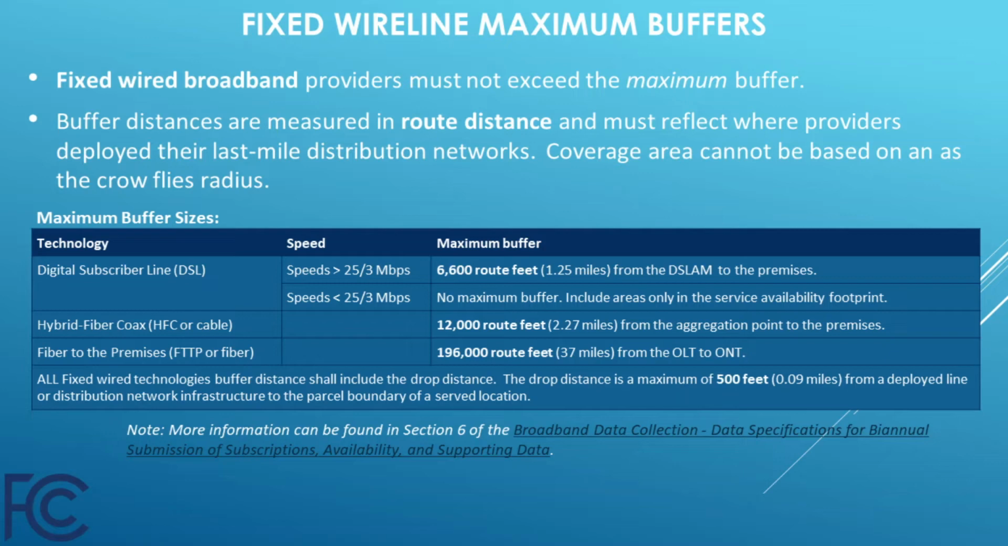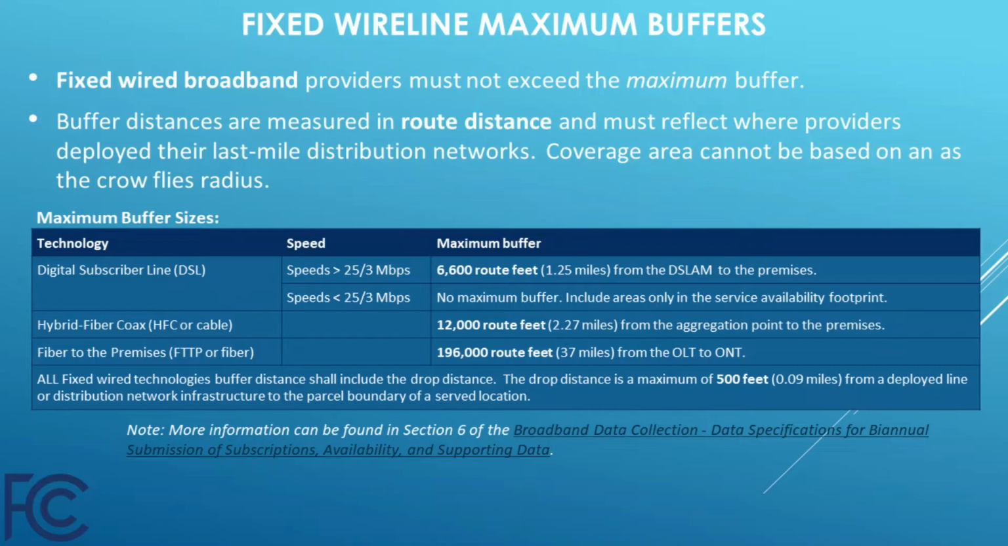For providers using hybrid fiber coax, that is HFC or cable technology, the maximum buffer is 12,000 route feet or 2.27 miles from the aggregation point to the customer premises. For providers using fiber to the premises, that is FTTP or fiber technologies, the maximum buffer is 196,000 route feet or 37 miles from the optical line terminal, the OLT, to the optical network termination, the ONT.